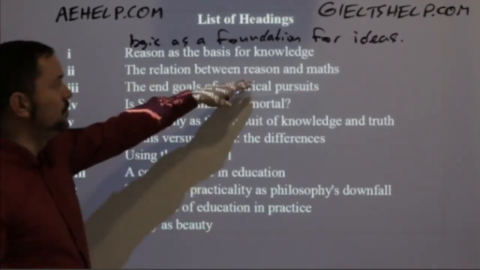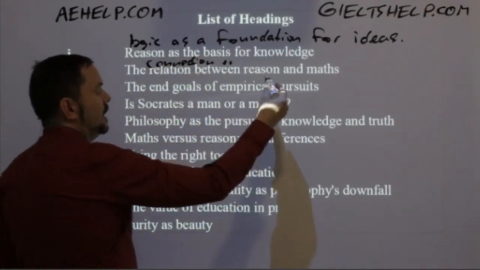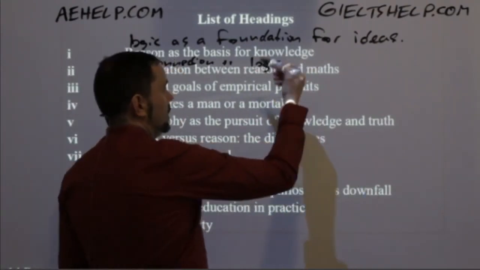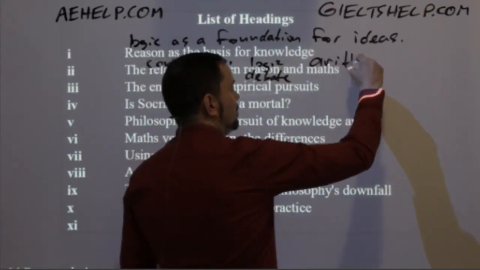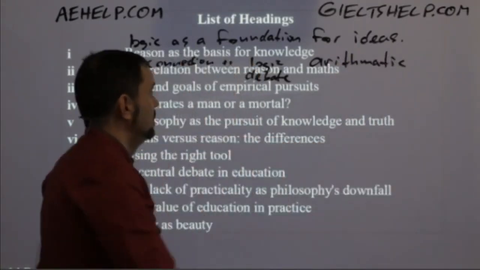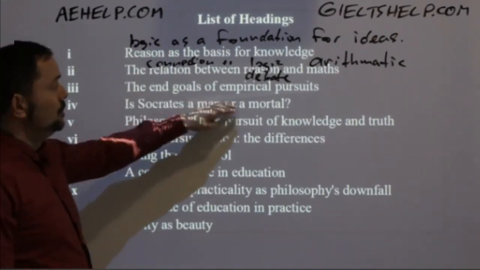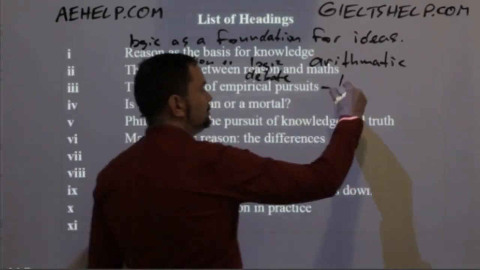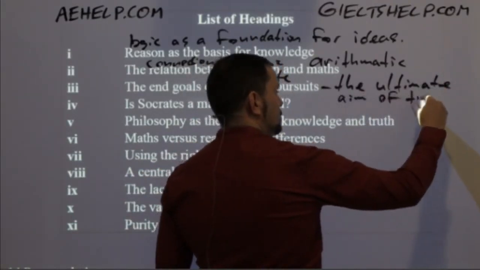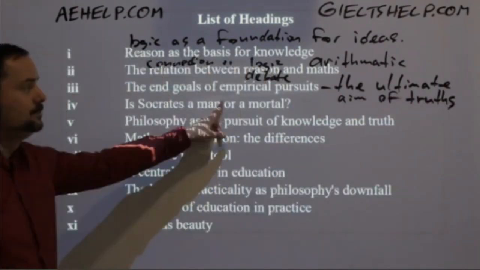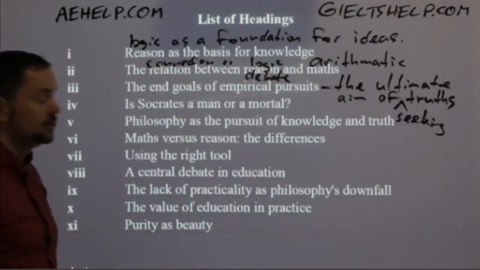Okay, the relation between reason and math, so connection between logic or debate. Okay, and math is arithmetic, I believe. My spelling is correct. Yeah. So another way to say math is arithmetic. Okay. The end goals of empirical pursuits. So the ultimate aim of truths. Okay. Of seeking the truth. If I want to be even more accurate, seeking the truth. All right.